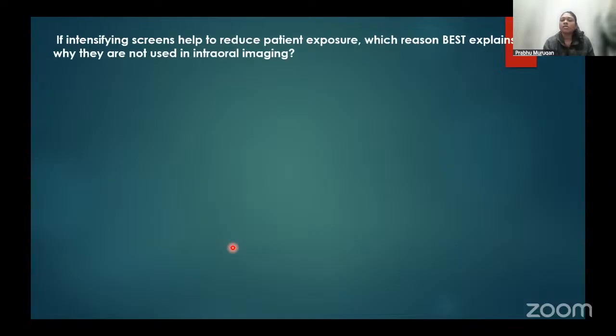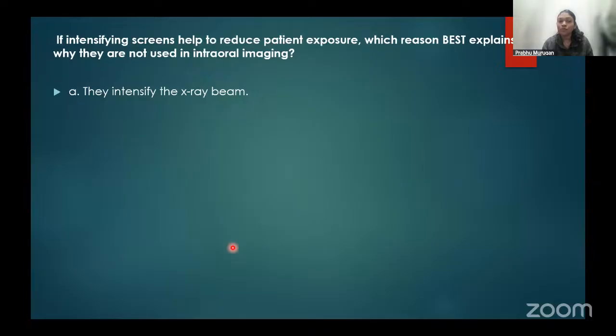Okay. So one more question that was asked was, if intensifying screens help to reduce the patient exposure, that is the X-ray exposure, which reason best explains why they are not used in intraoral imaging? It's almost similar to the previous question only. We are telling you an advantage, that the intensifying screens tend to reduce the X-ray exposure. But why is it not used in intraoral imaging?